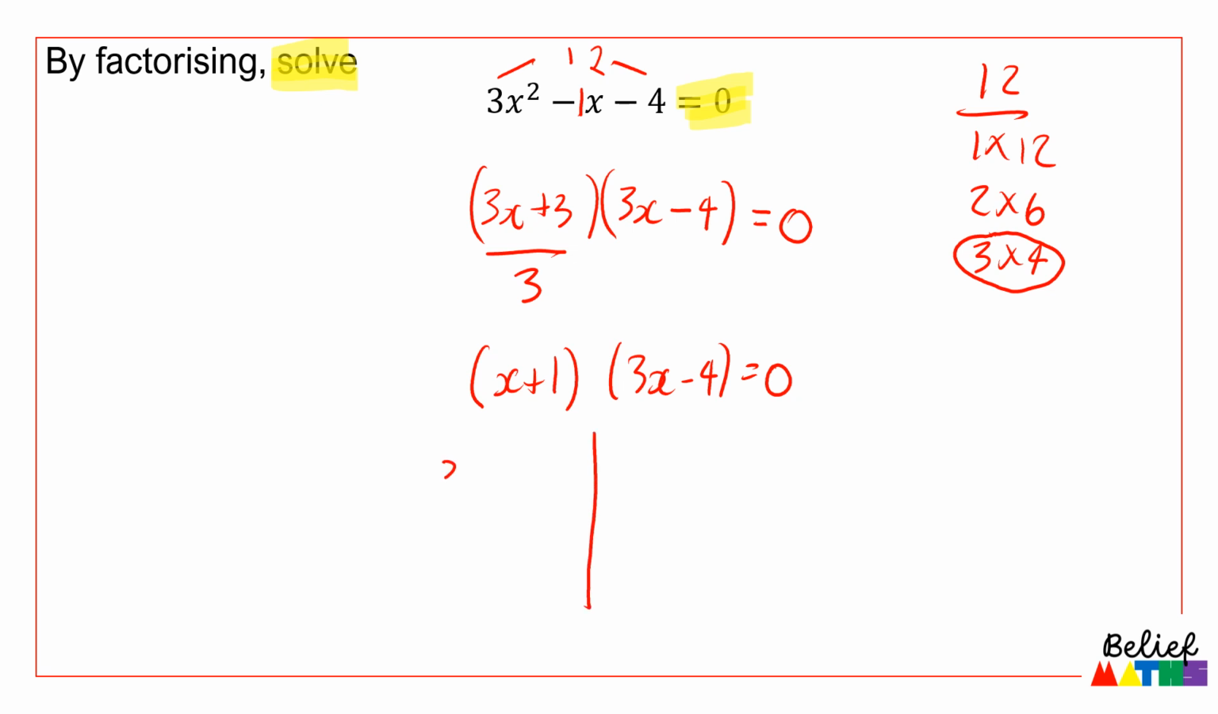So on the left-hand side, we've got x plus 1 equals 0. So solving that, we can subtract 1 from both sides, so we get x equals negative 1. On the right-hand side, we've got 3x minus 4 equals 0. Adding 4 to both sides, that gives us 3x equals 4. And then finally, dividing by 3 gives us x equals 4 over 3. So we've solved that, and we've got the answers of x equals minus 1 and x equals 4 over 3.